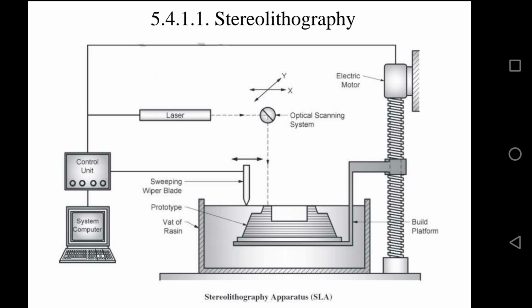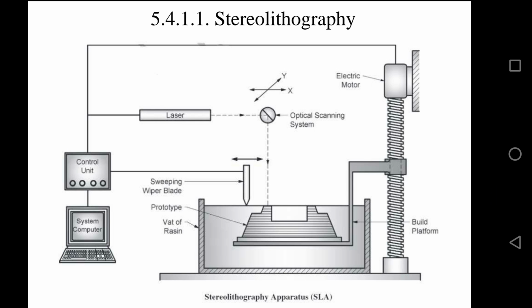The laser beam is going to scan and solidify the first layer of liquid resin corresponding to the sliced data of the 2D cross section, to a depth greater than 1 layer thickness. So I said we are going to manufacture the part layer by layer, and we are going to cure and solidify by using the laser beam.